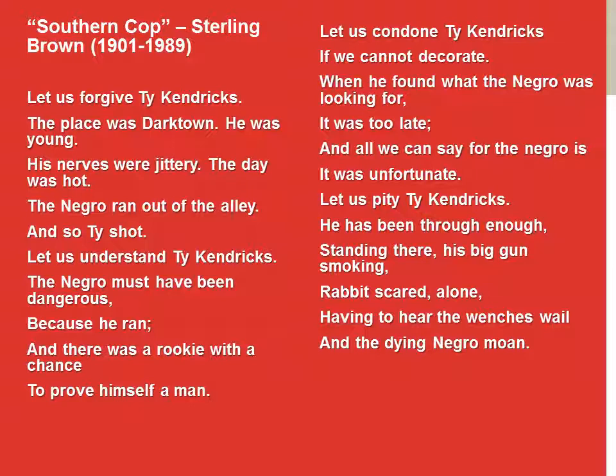Let us forgive Ty Kendricks. The place was Darktown. He was young, his nerves were jittery, the day was hot. The Negro ran out of the alley, and so Ty shot. Let us understand Ty Kendricks. The Negro must have been dangerous because he ran, and there was a rookie with a chance to prove himself a man. Let us condone Ty Kendricks if we cannot decorate. When he found what the Negro was looking for, it was too late. And all we can say for the Negro, it was unfortunate. Let us pity Ty Kendricks. He has been through enough. Standing there, his big gun smoking, rabbit scared, all alone. And then, can you imagine? He has to hear the wenches wail and the dying Negro moan.